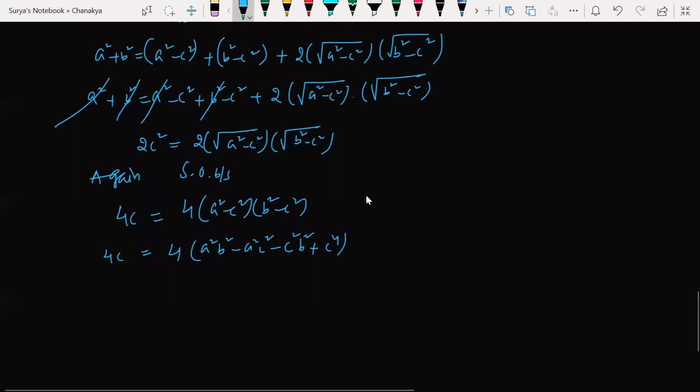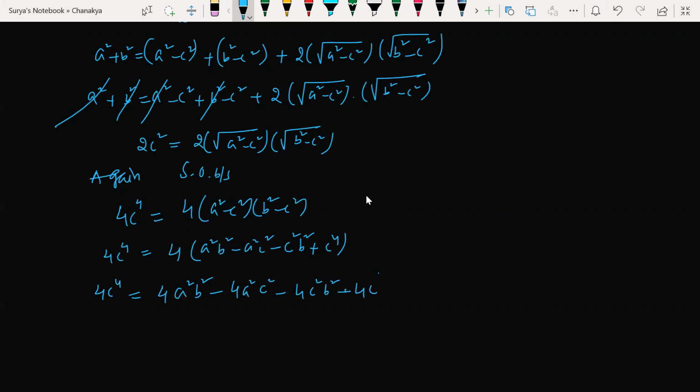Many of you are not saying anything. 2C square whole square, what is it? 4 into C to the power of 4. 4C to the power of 4, am I correct? 4C to the power of 4 is equal to 4 times of A square B square minus 4 times of A square C square minus 4 times of C square B square plus 4C to the power of 4. Can I cancel these two now? So what am I left with here? 4 times of A square B square is equal to 4 times of A square C square plus 4 times of C square B square.